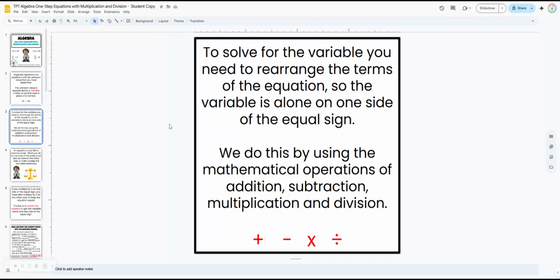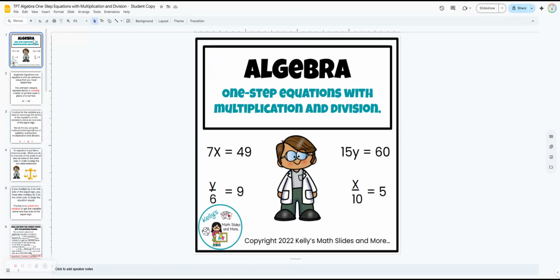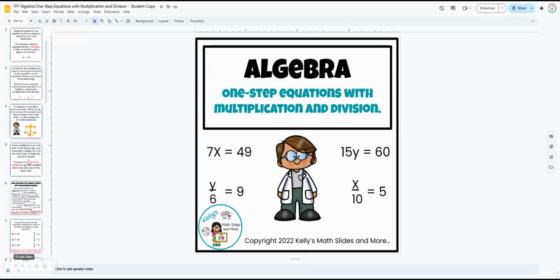And then to solve for the variable, we need to rearrange the terms in the equation so that the variable is alone on one side of the equal sign. And we do this by adding, subtracting, multiplying, and dividing. This lesson is multiplication and division, so that's what we're going to be using in this lesson.